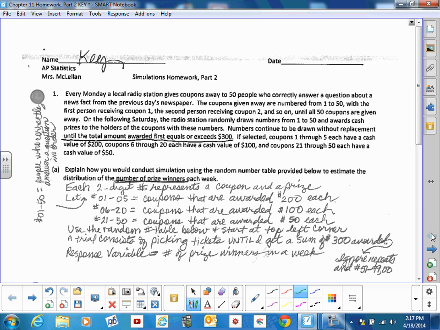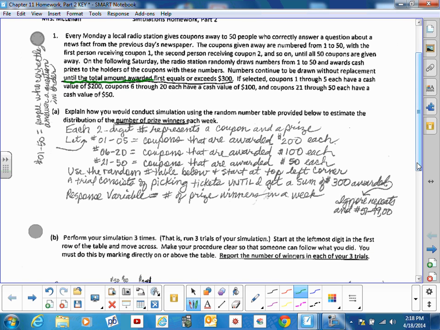This one was one where you draw out coupons until the total amount awarded equaled or exceeded that 300. So first, because we had 50 coupons, mine were 0, 1 to 50. And so I ignored 51 to 99 and 0, 0. And because they were drawn without replacement, I also ignored repeats.